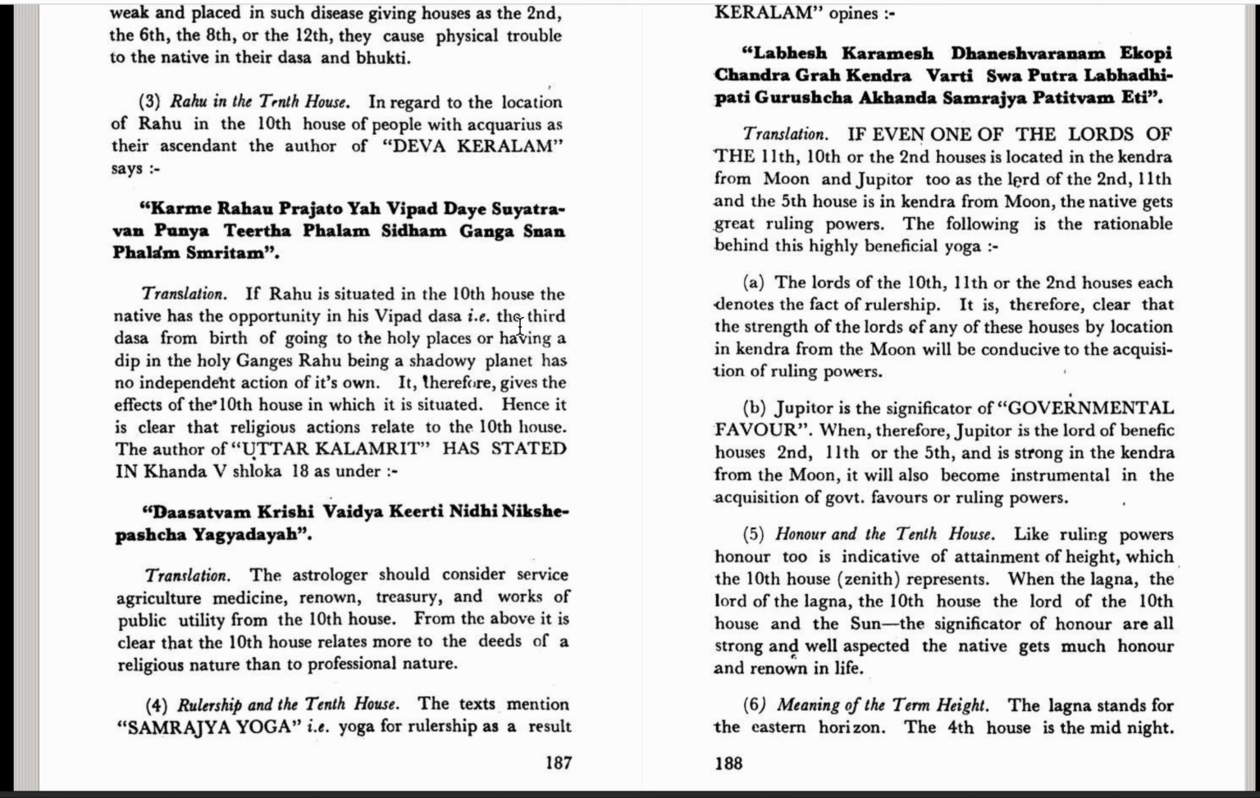If Rahu is situated in the 10th house, the native has the opportunity in Vipad Dasha, that is the third Dasha from the birth, of going to holy places, of having a dip in the holy Ganges. Rahu, being a shadow planet, has no independent action of its own. It therefore gives the effect of the 10th house in which it is situated. Hence, it is clear that religious actions relate to the 10th house.